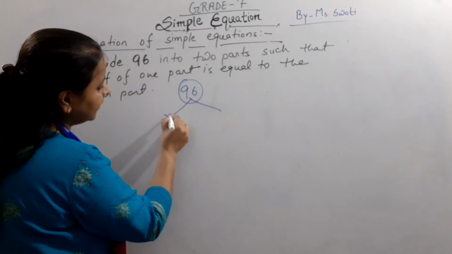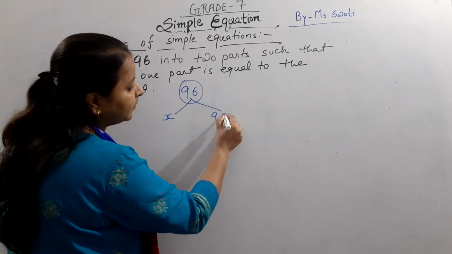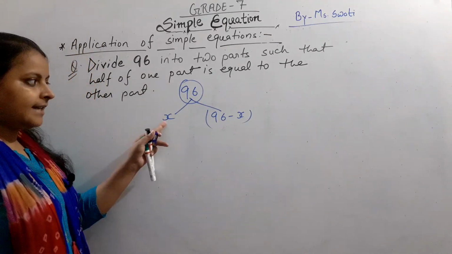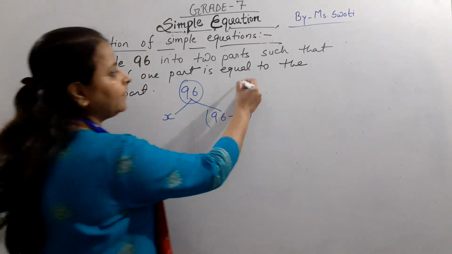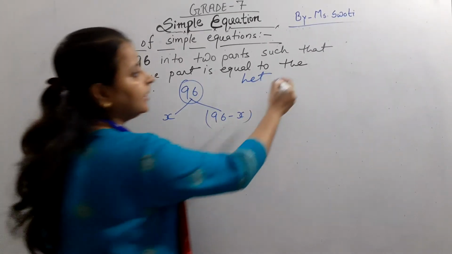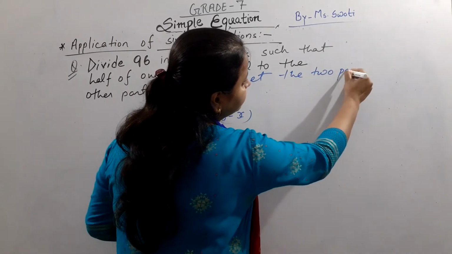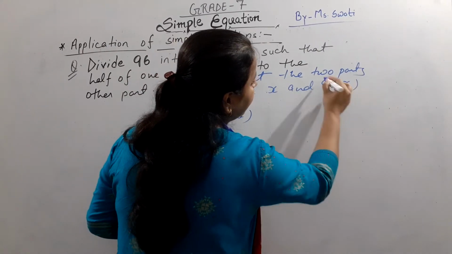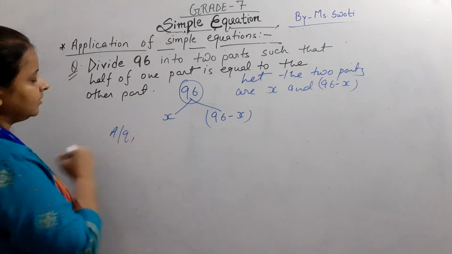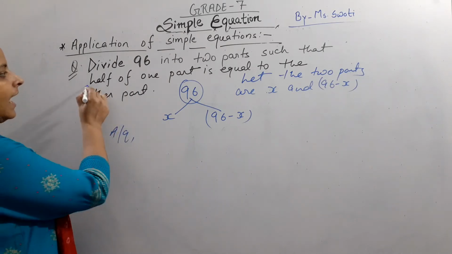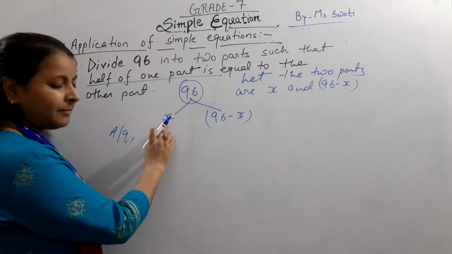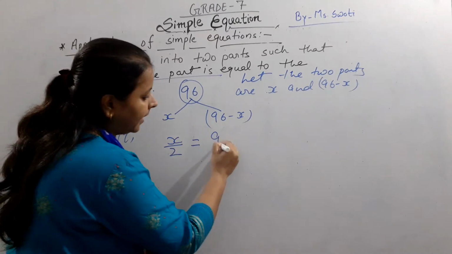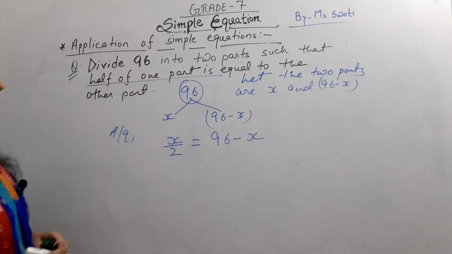So if we take the first part as x, then the second part becomes 96 minus x. We divide here 96 into 2 parts, that is x and 96 minus x. So what we have to do, we have to suppose that let the 2 parts be x and 96 minus x. Now according to the question, what is given here? Half of the one part. One part is x. So half of the one part is equal to the other part, that is 96 minus x.